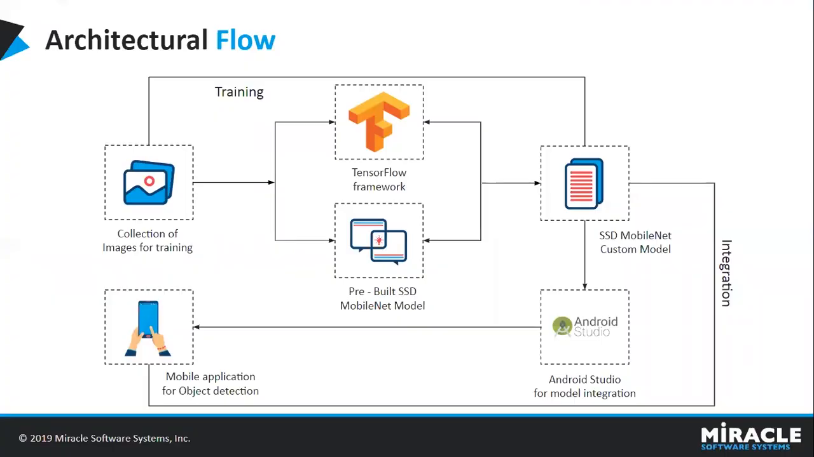Flow of the HawkEye application. Initially, we need to collect all the images of the objects that we are training. Once the raw images are collected, we need to put them in training. Here we are using a pre-built SSD MobileNet, which is of the TensorFlow framework. We need to give the images for training of the model. Once the model is properly trained, we will get the SSD MobileNet custom model. This model is then used for the Android integration. For this, we are using Android Studio. Once the application is properly integrated and working, the mobile application for object detection is up and ready and can be used properly. This is the basic architectural flow.